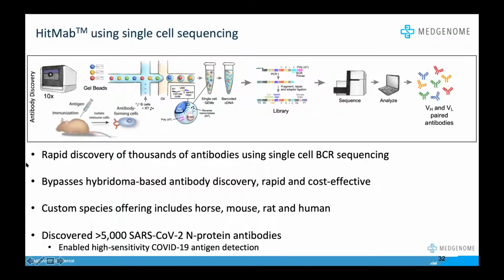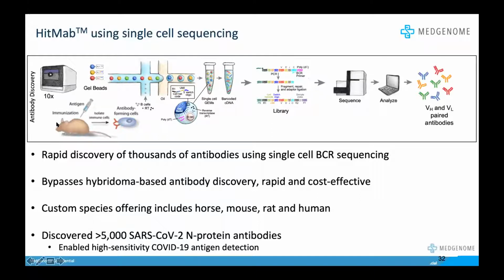In parallel, we've also developed a high throughput monoclonal antibody platform, which we call HitMap, which uses 10x single cell BCR profiling. One of the advantages of this platform is that it enables rapid discovery of thousands of antibodies using the single cell BCR platform. It really bypasses the old hybridoma-based antibody discovery technology, making this technology more rapid and cost-effective, because hybridoma-based technologies are slow, low throughput, labor-intensive, and can be quite expensive.